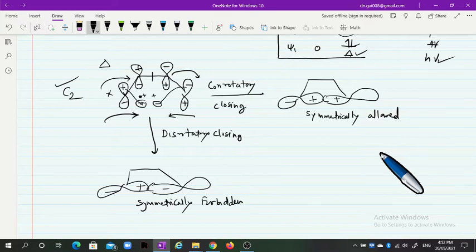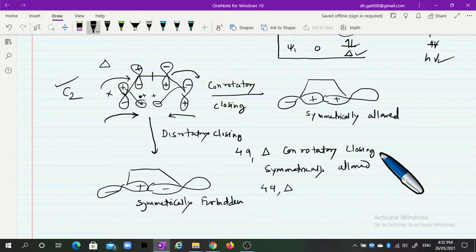From this we have derived a conclusion: in a 4n electron system, thermally conrotatory closing is symmetrically allowed, but in a 4n electron system, thermally disrotatory closing is symmetrically forbidden.